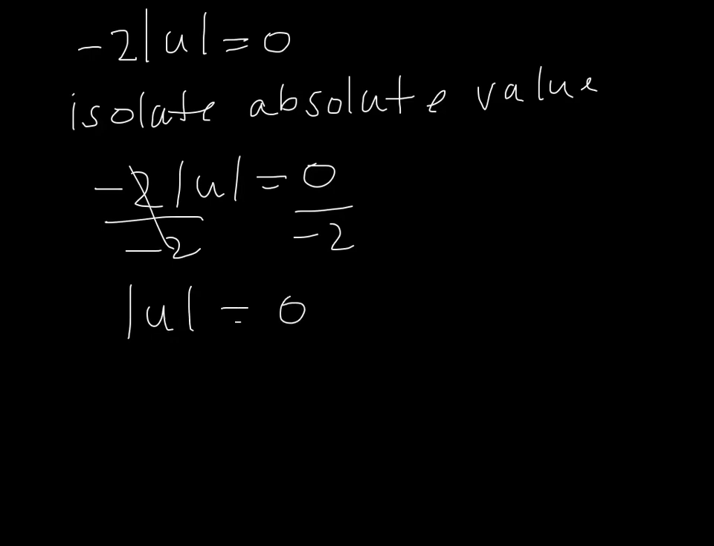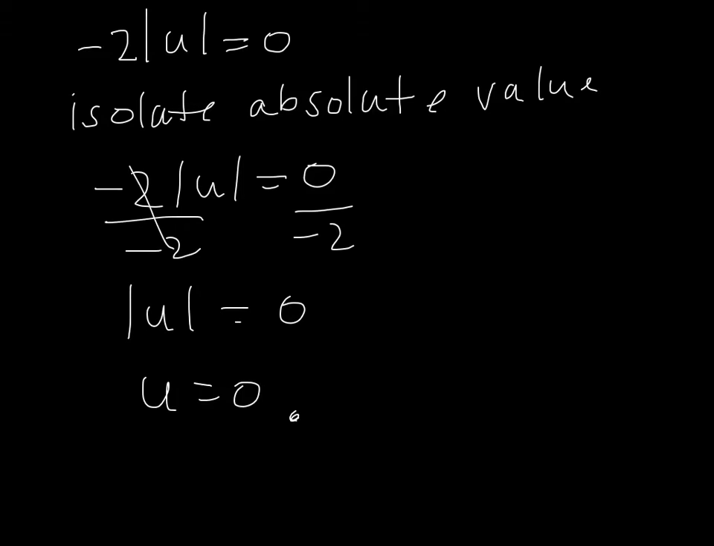So in this case, when you have an absolute value equal to 0, there is only going to be one solution, and in this case, the only value that we can put in right here for u would be 0 to make it come out to 0. So we have u equals 0. Now, that is the finish of this problem.